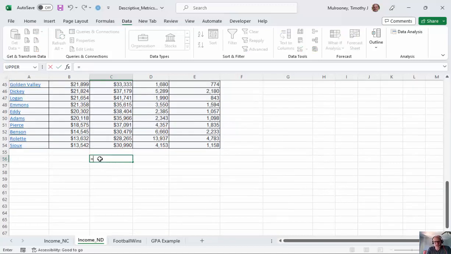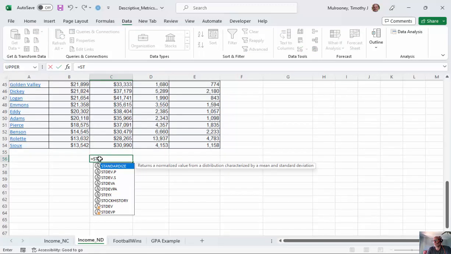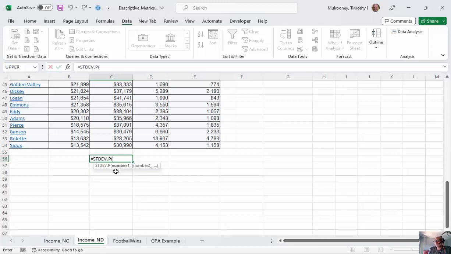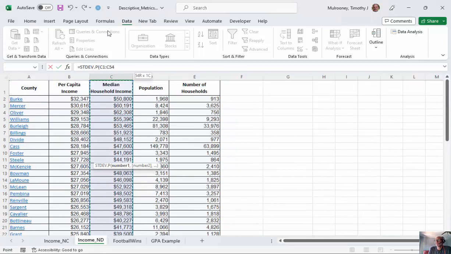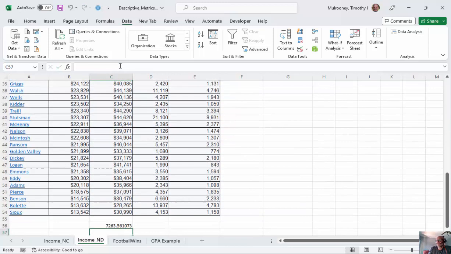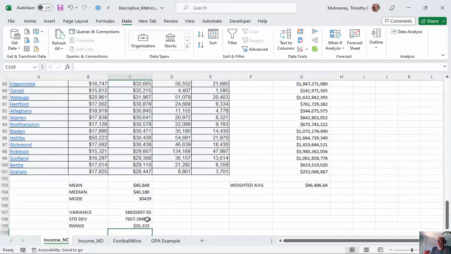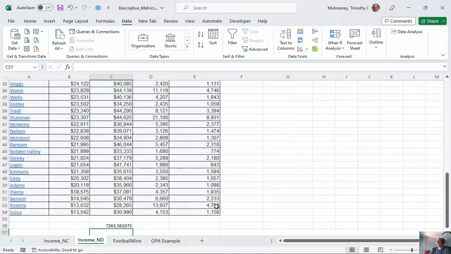And so just for the heck of it, I might type in equals S standard deviation, this number here. Go and calculate it. And you can see it's 7,263 versus North Carolina, 7,657. So what does that mean? It means the incomes in North Carolina vary a little bit more from the mean versus that in North Dakota.